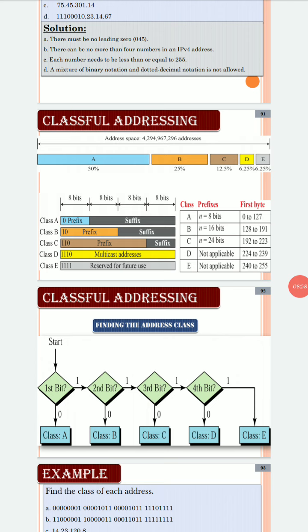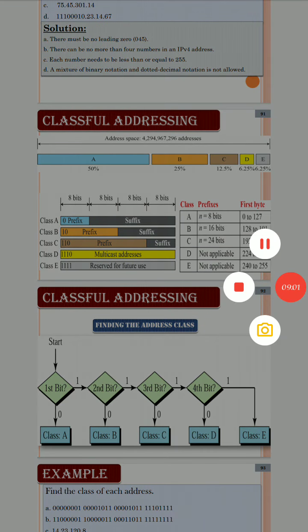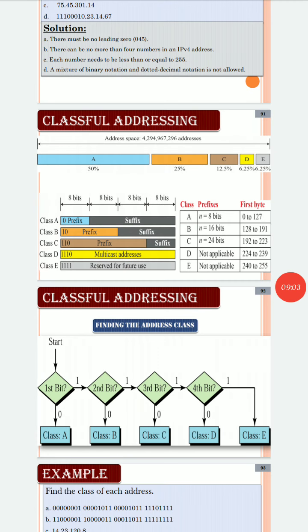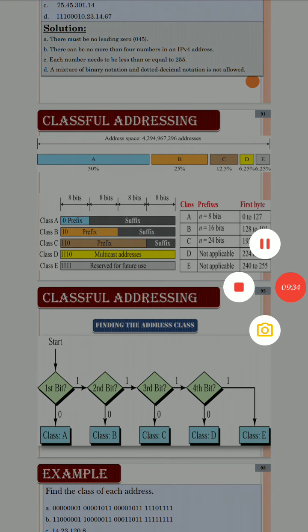As in the telephone network or the postal network, IPv4 also has hierarchy in addressing. The 32-bit address is divided into two parts. The first one we call the prefix, and the second one we call the suffix. You can see in the diagram there are two parts. The first n bits are represented as the prefix, and the remaining 32 minus n bits we call the suffix.